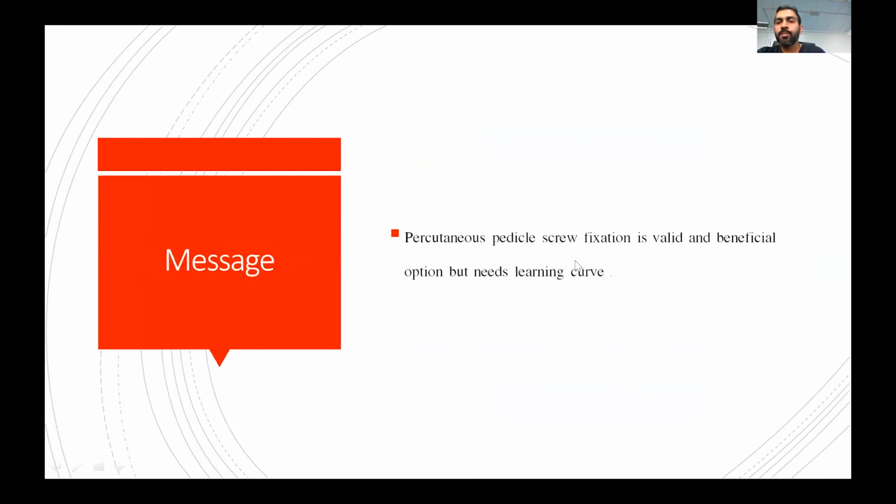So, coming to the end of the talk, the message is that percutaneous pedicle screw fixation is a valid and beneficial option, but it needs a steep learning curve, as was told by previous speakers.